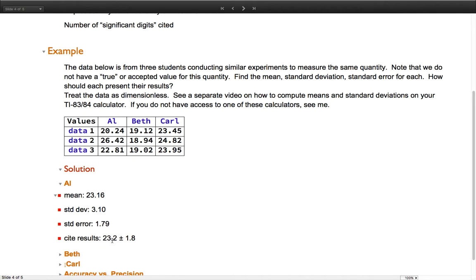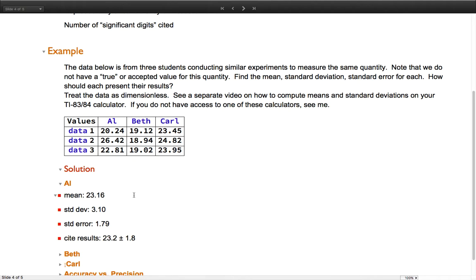Al can only cite his results to 1 decimal point. And that's because his numbers varied a whole lot. Note, the first digit right here, the 2, did not vary at all. So everyone's going to agree that, yes, the first number is 2. Second number varied quite a bit, from 0 to 6 to 2. So there's uncertainty in the units place. In addition, there's uncertainty, therefore, in the tenths place and in the hundredths place.